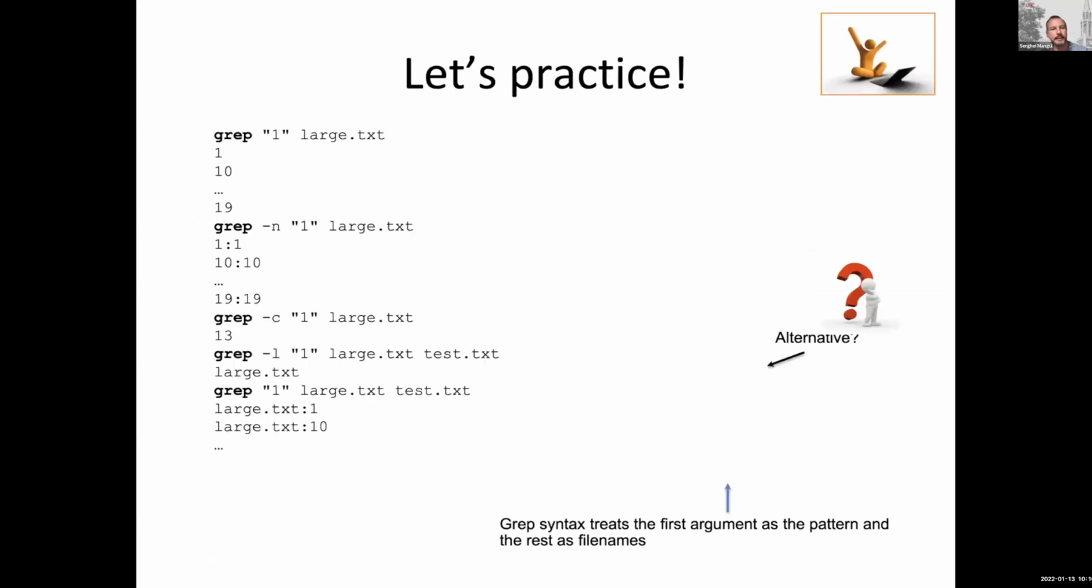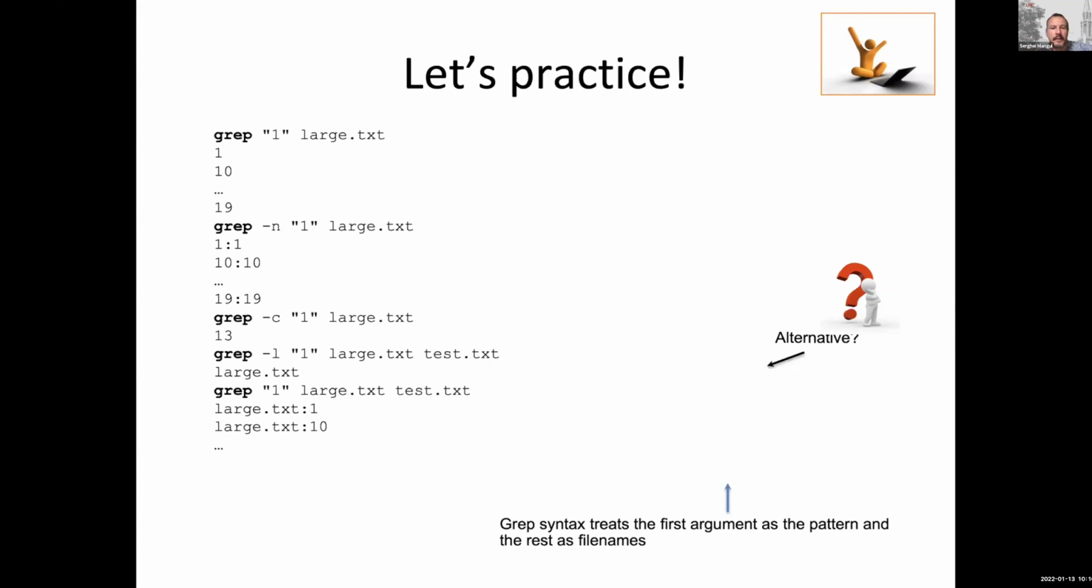Okay, so let's see some examples. If we have this file, large.txt, where there are multiple lines, multiple numbers, you can say grep 1 and find the lines which contain the digit 1 in this case. So it will be 1, 10, and so on, 19, right? Every line here will have a digit 1. Then we do grep -n, so we also see the line number. In this case, they are the same because we created this file artificially. It's like 1, 2, 3, and so on.